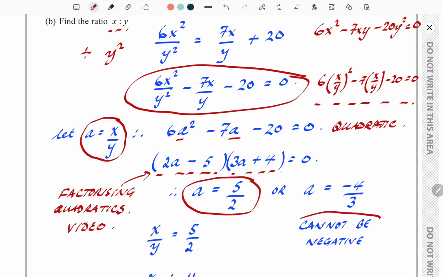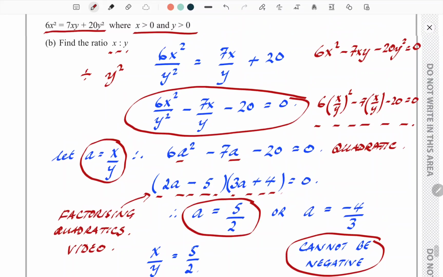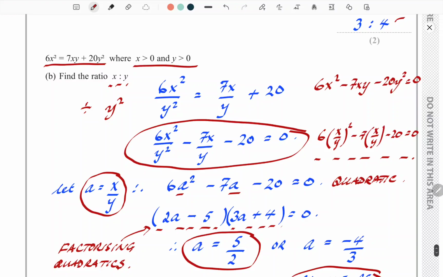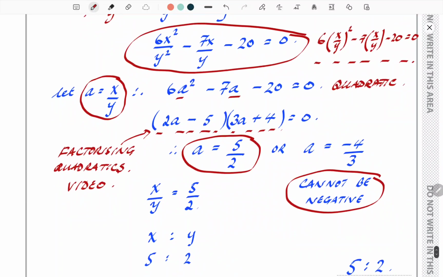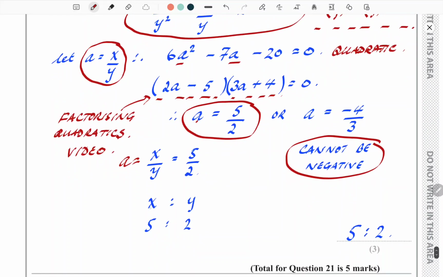Now we can't have negatives because of what the question said right at the beginning. Remember, x and y are both positive, so you can't have a negative number in there. So effectively, a, remember a equals x over y equals 5 over 2, and that one is straightforward. Therefore, the ratio of x to y is 5 to 2. And again, you can cross multiply if you wanted, but hopefully that's fairly clear.